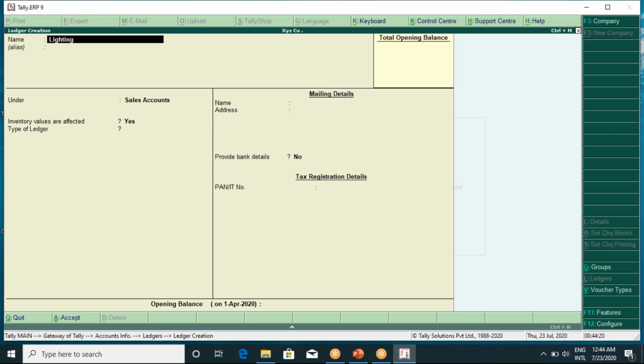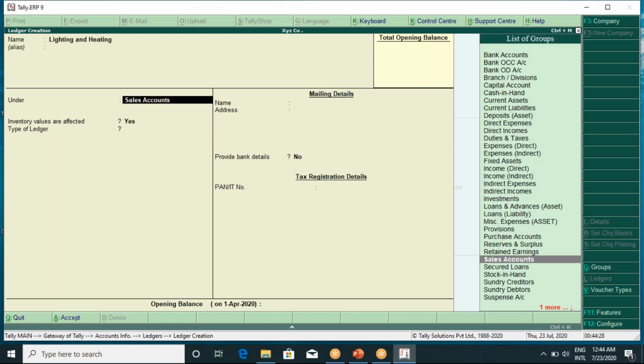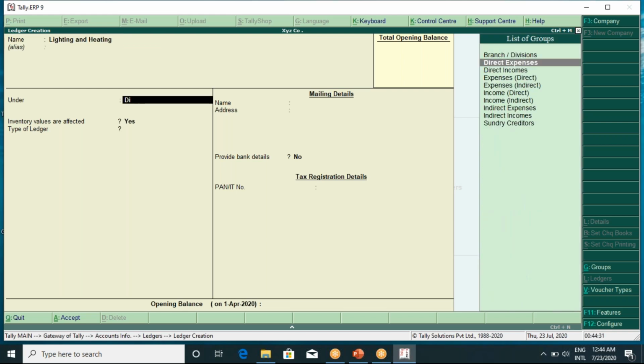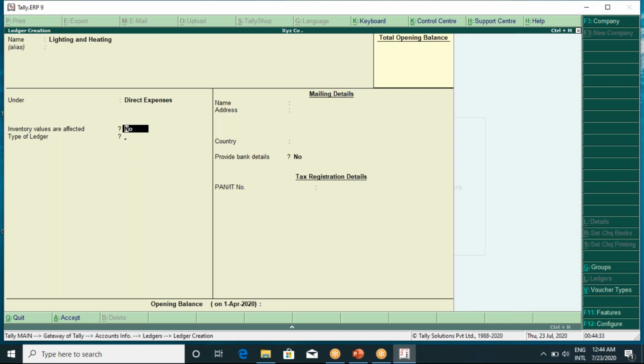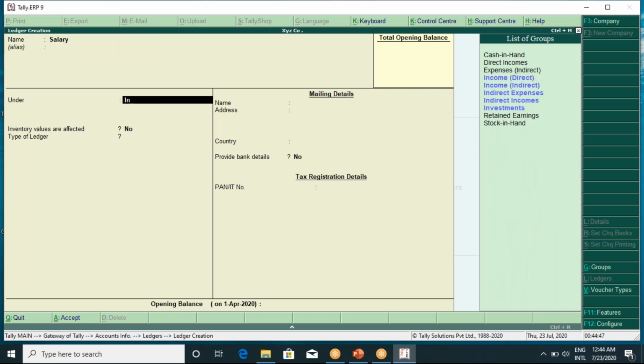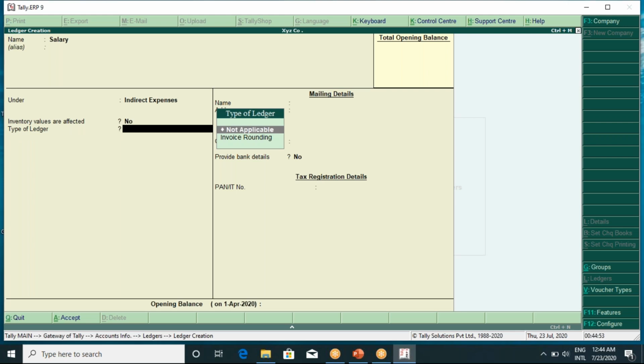Lighting and heating. So lighting and heating also comes under the direct expenses because it comes under manufacturing of goods. Next one, salary. Salary comes under which? This one is indirect expenses, because we see it in the office, so it is treated as an indirect expense, salary.